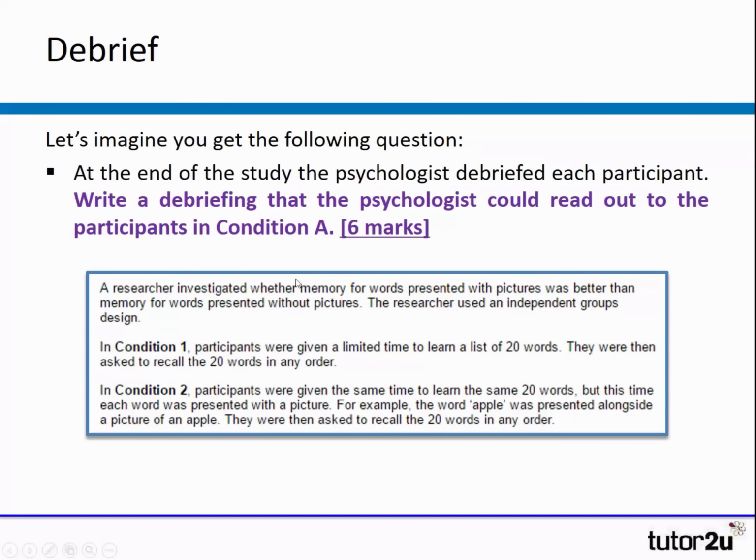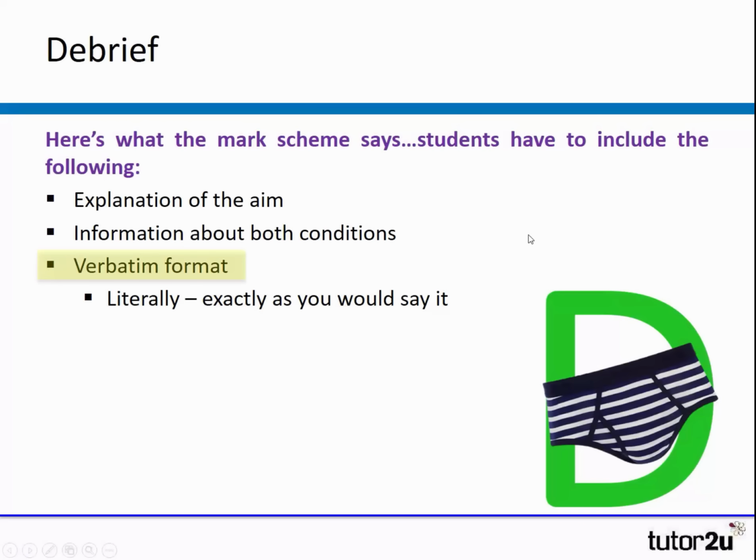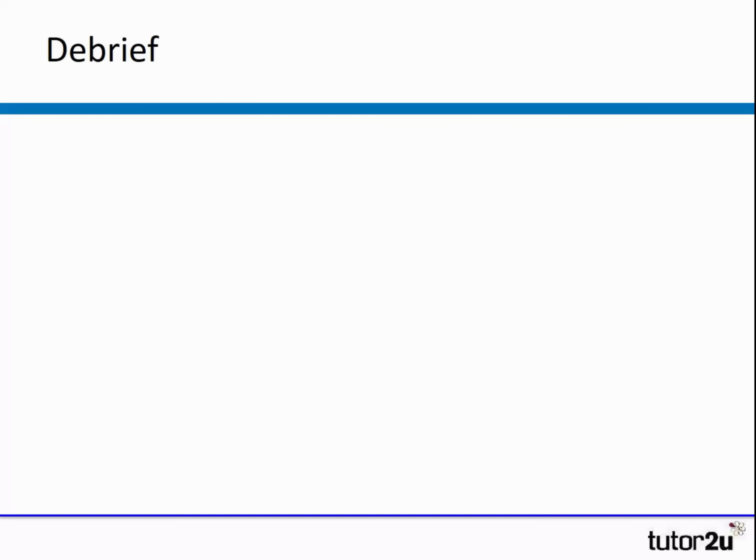Because if we go back and look at the question, it says that the psychologist could read out. So really, you're writing a script here. So it's a bit of a funny question for them to ask you, but you need to write it as if you're actually saying it to the participants. Okay? And here's how we would go about getting our 6 marks.